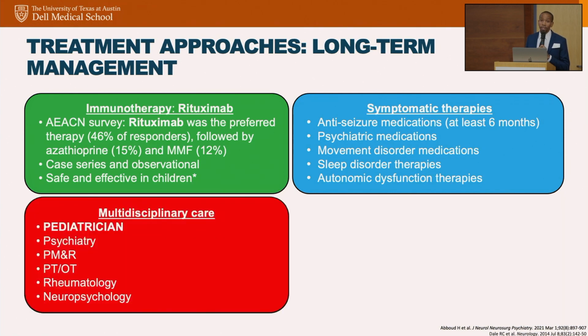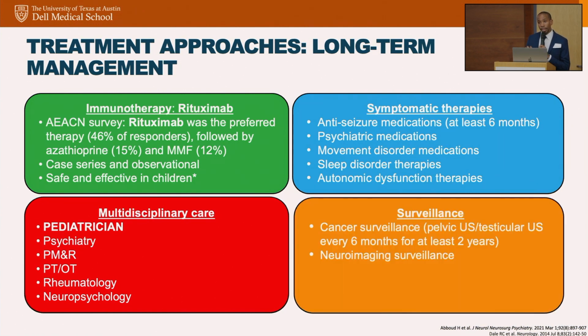The third domain is really important, and that's the collaboration between the pediatrician and subspecialists, because these kids have very complex care, and it's good to have really good communication between everyone involved in their care. And then the final domain is surveillance, and that's their clinical surveillance over time, possibly neuroimaging surveillance over time, and then cancer surveillance over time.